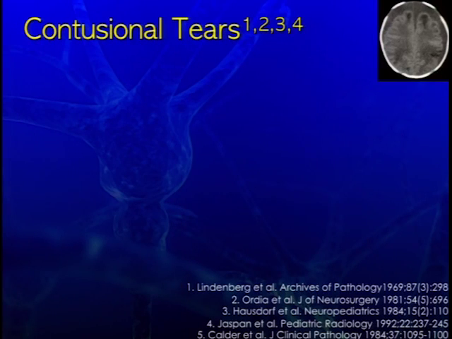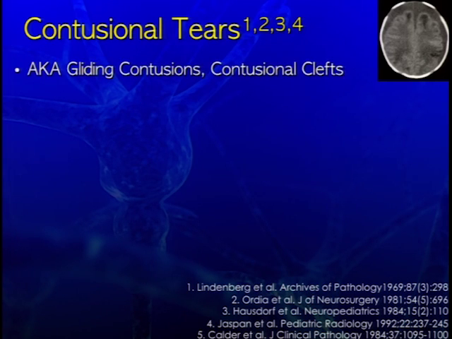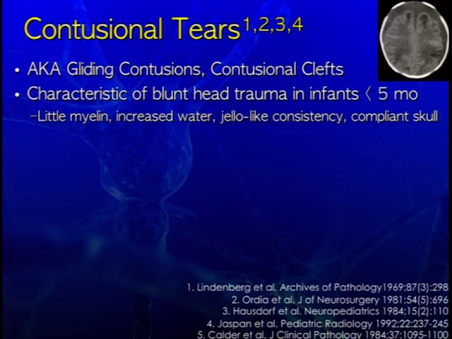So contusional tears have been around for a while. You can go back to 1969 to find some of the earliest reports. Right now there's a paper in the works, but there's very little in the current literature that describes these, and most of the imaging is poor quality MRI. They're also known as gliding contusions or contusional clefts. They're characteristic of blunt head trauma in infants, particularly less than 5 months, but you can see them up to over a year of age.